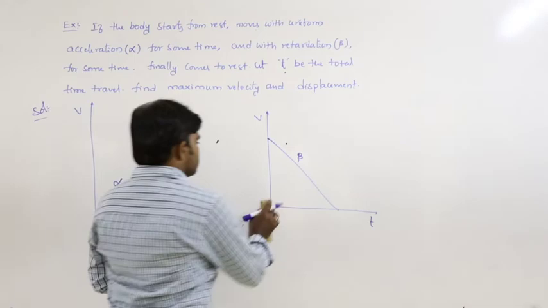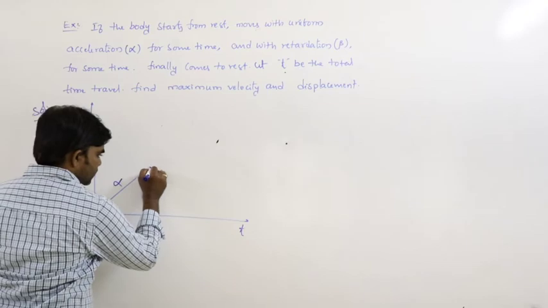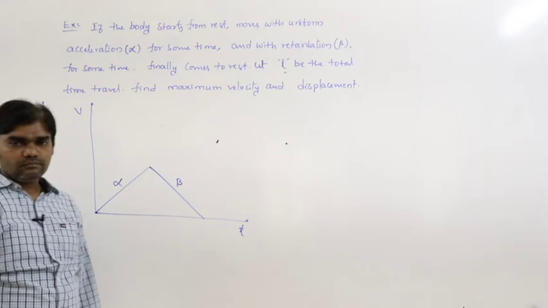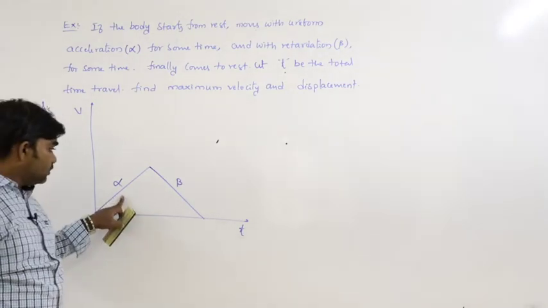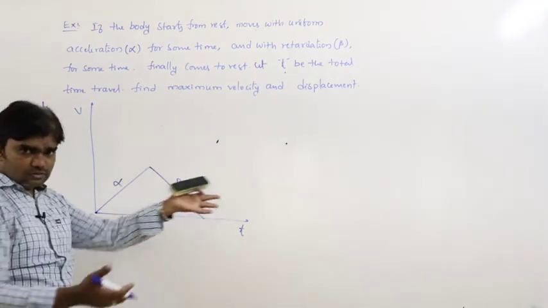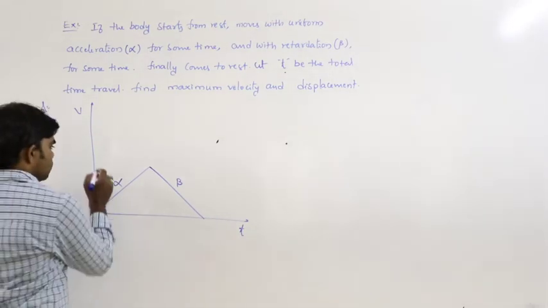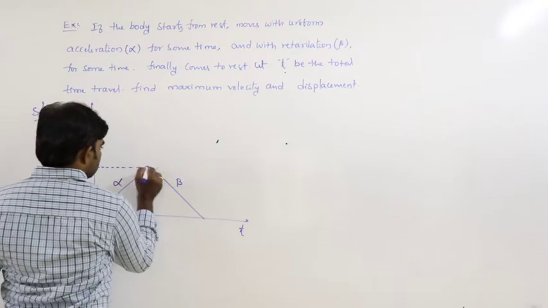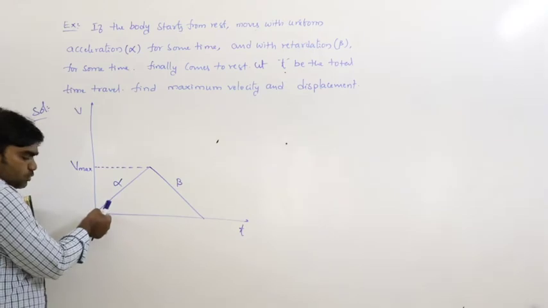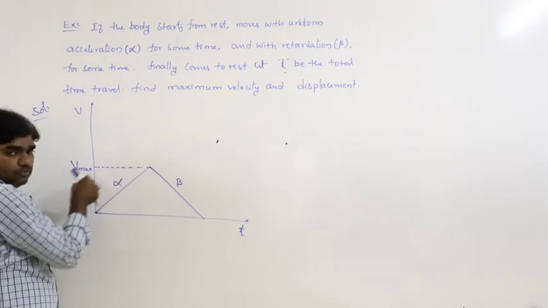If we combine these two graphs, the shape of the graph will be like this, beta. Alpha is the uniform acceleration and beta is the uniform retardation. If you draw separate graphs and then combine those two, this will be the shape. In this, V maximum is the maximum velocity attained by the body.